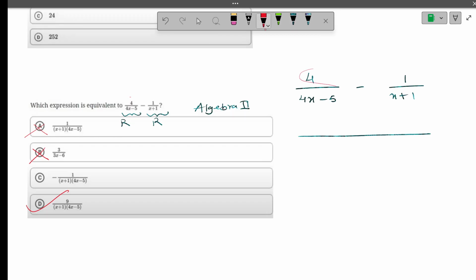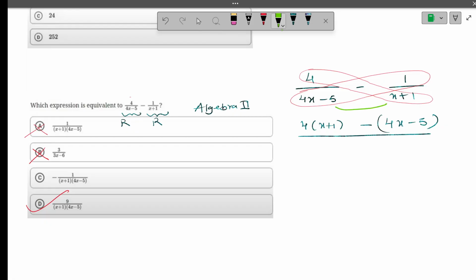In the butterfly method, you just multiply the numerator of the first expression by the denominator of the second. So this is going to be 4 times x plus 1 minus, multiply these two, so 1 times this, so this is 4x minus 5. And in the denominator, you simply multiply both the denominators, so 4x minus 5 times x plus 1.